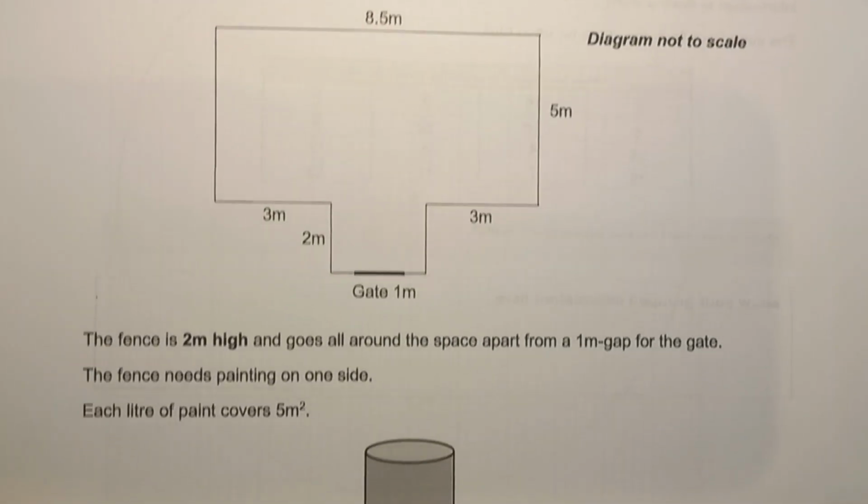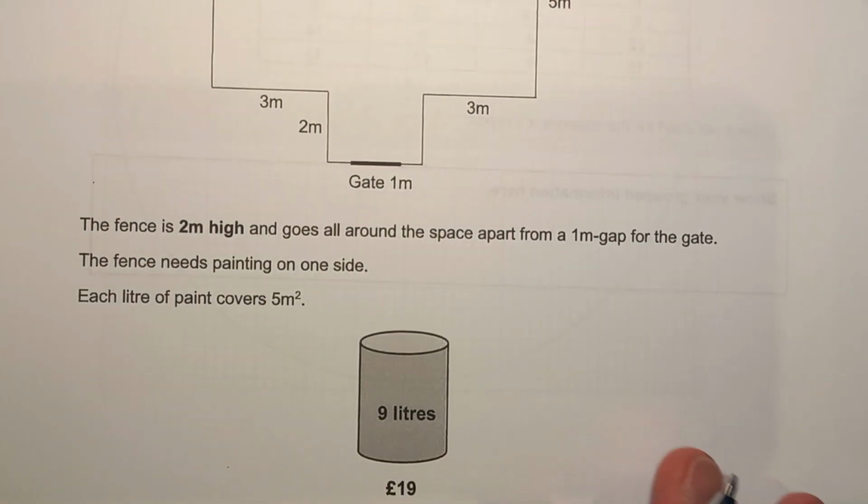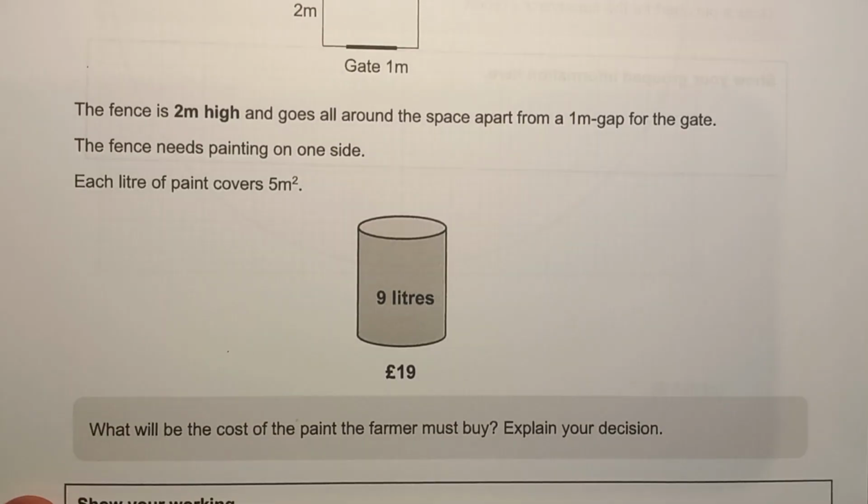Each litre of paint covers 5 metres squared. Okay, but we've got these tins here of 9 litres of paint for £19. What will be the cost of the paint the farmer must buy? Explain your decision. Right, so we've got to work out a few things. This is 6 marks, this question, so a lot to do.